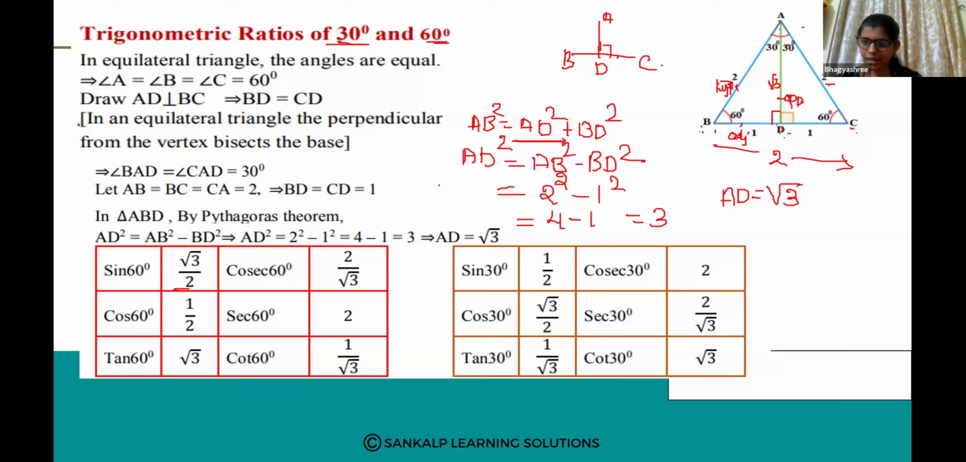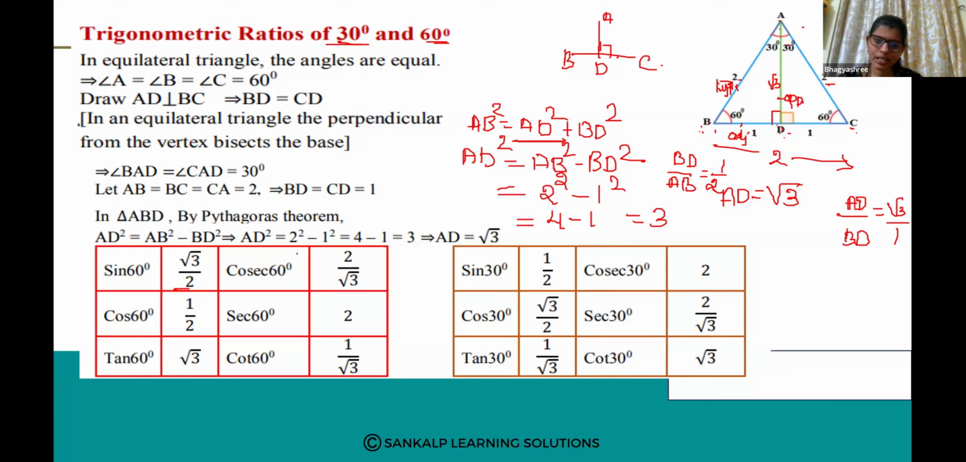Same like that, cos theta. Cos 60 degree is adjacent divided by hypotenuse. Adjacent side is BD divided by AB, 1 divided by 2, right? BD value is 1, AB value is 2. So cos 60 degree is 1 by 2. Tan 60 degree. Tan 60 means opposite divided by adjacent, that is AD divided by BD, right? AD is root 3 divided by 1. That's equal to root 3.